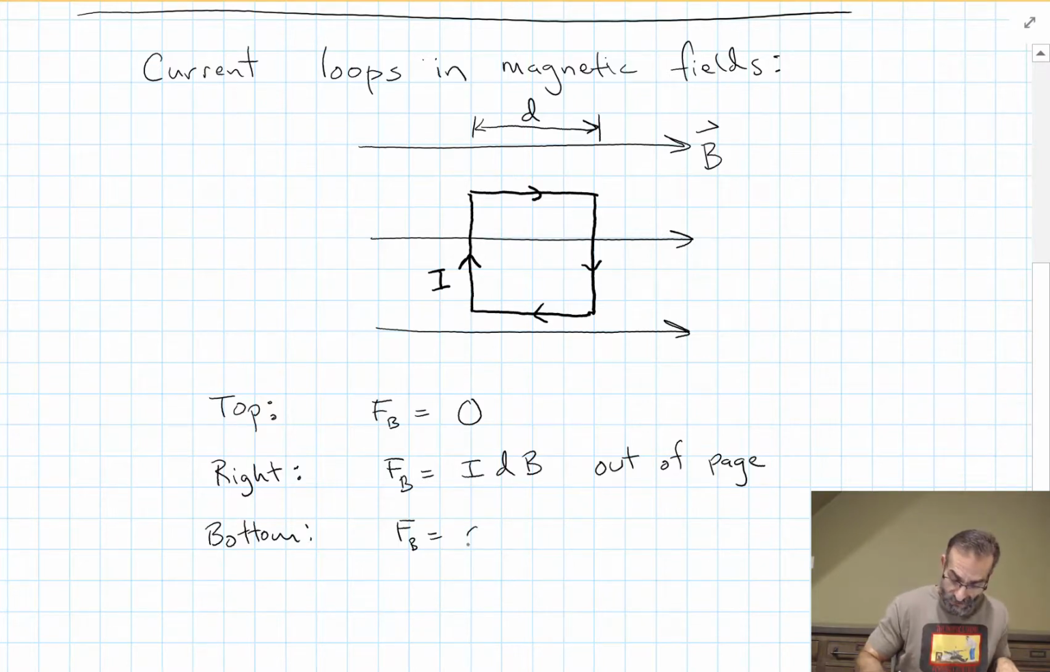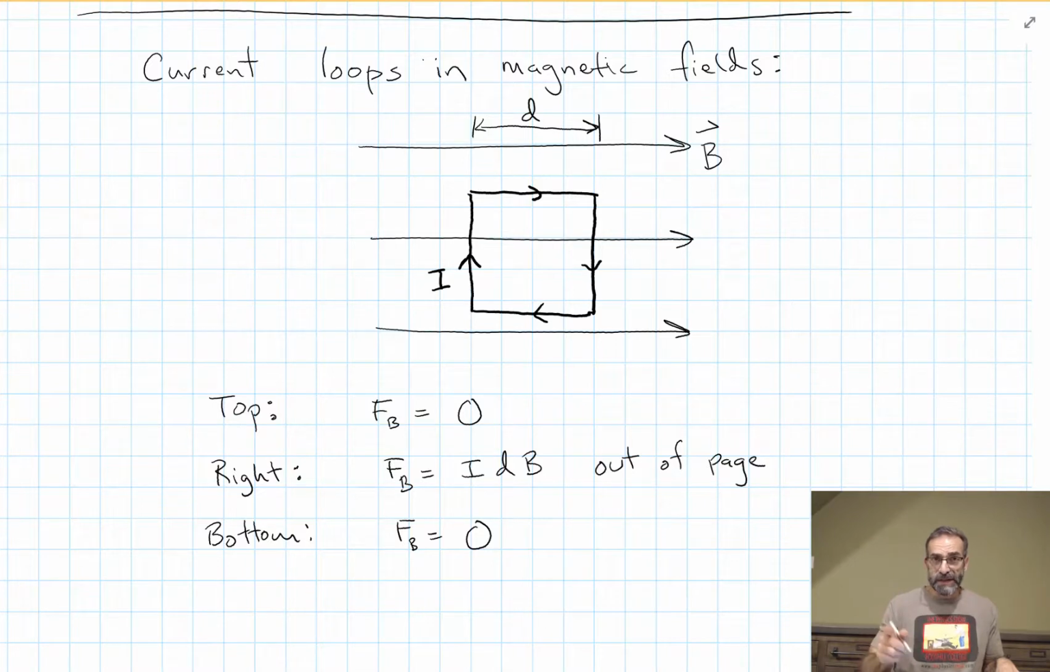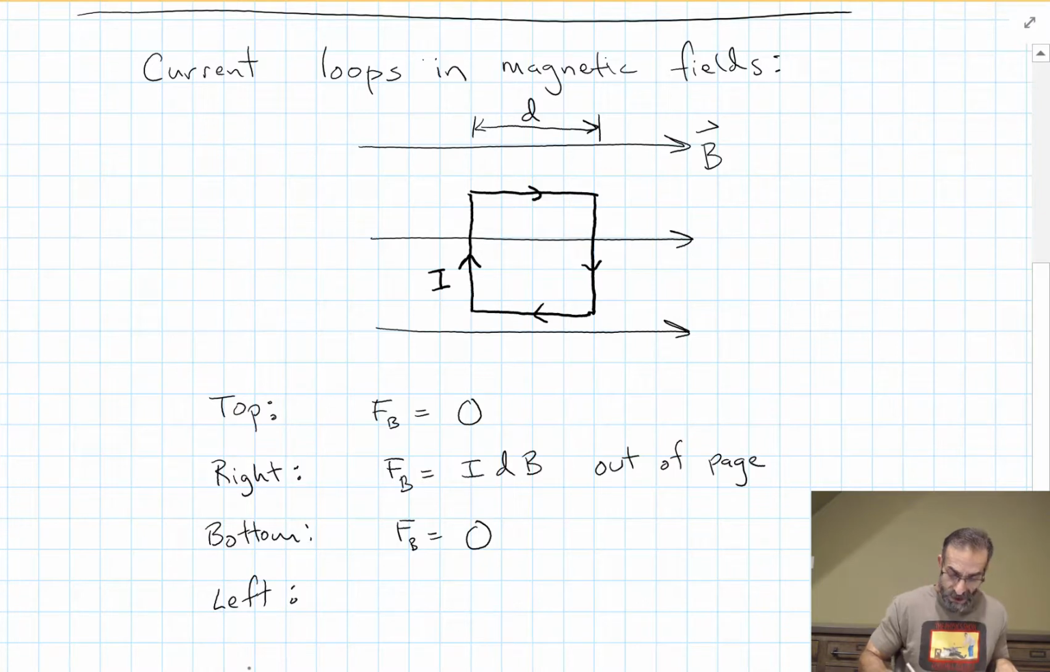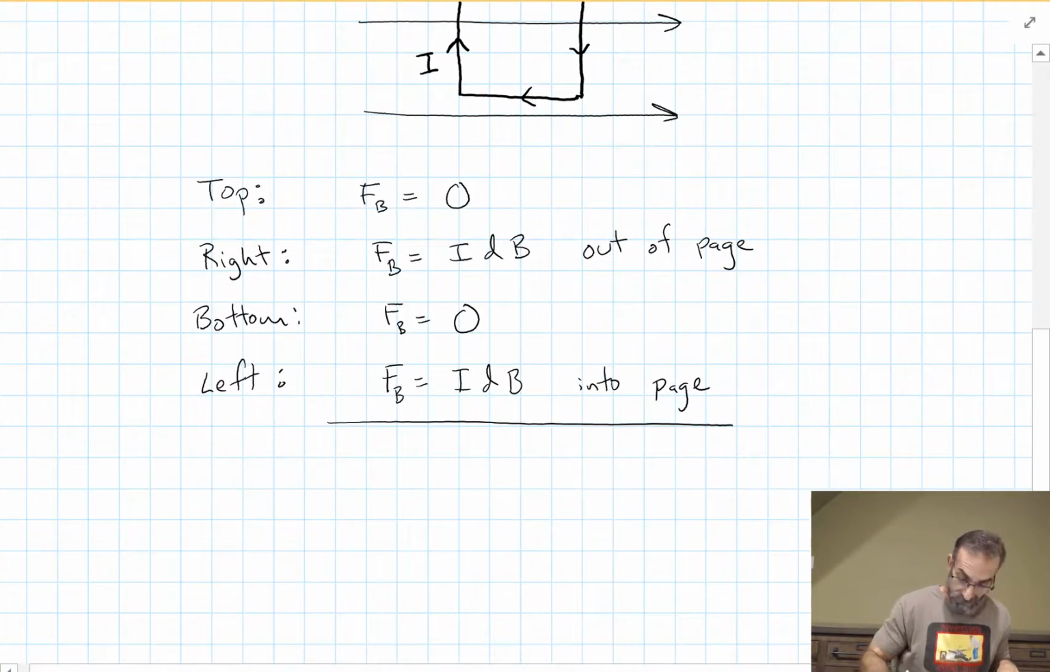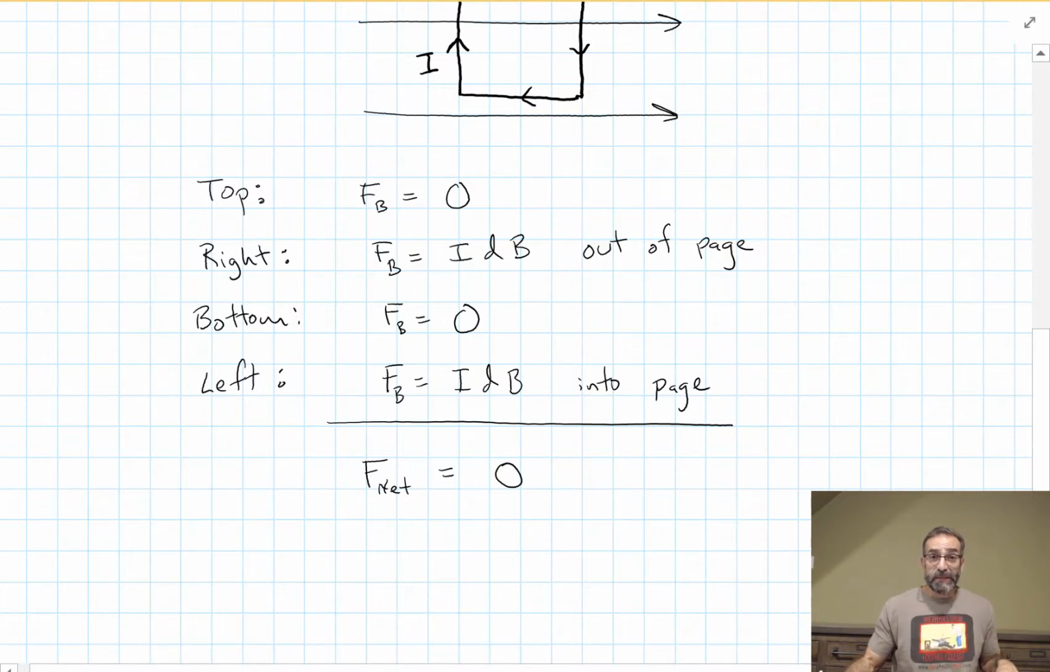The bottom section is also 0, because the vector cross product gives us 0. The current is in line with the magnetic field. They're in opposite directions, but they're in the same orientation. And the last side of our box, the left side, has a magnetic force acting on it of I D B into the page. We can add these up and we get the net force is equal to 0, as we said in the previous video.